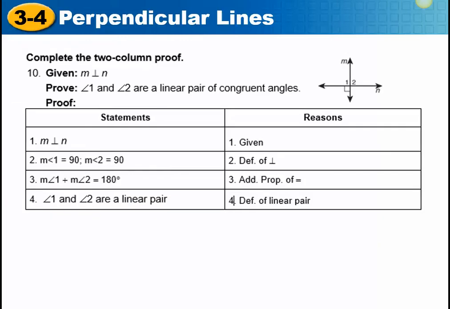And I did it one more time. This one's a little bit flawed, but it would probably work. Okay, look at this one. I got the given in there. I got perpendicular lines. I said that the measures of each of them are 90. That's the definition of perpendicular. And then I just went right to, I added them together. I did the addition property. And then I jumped to angle 1 and angle 2 are a linear pair.